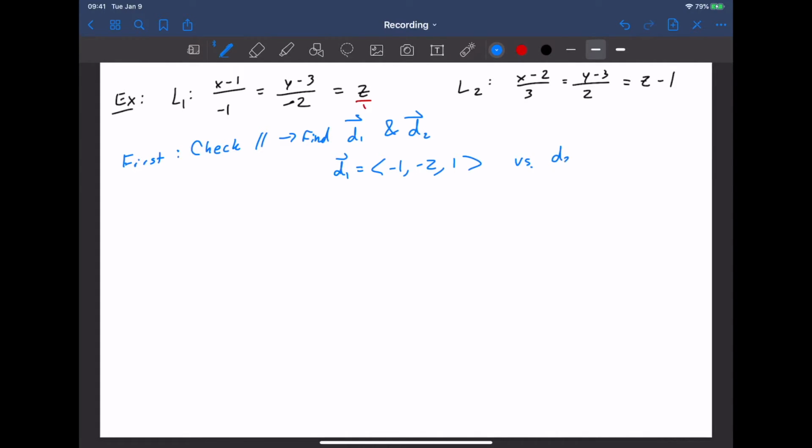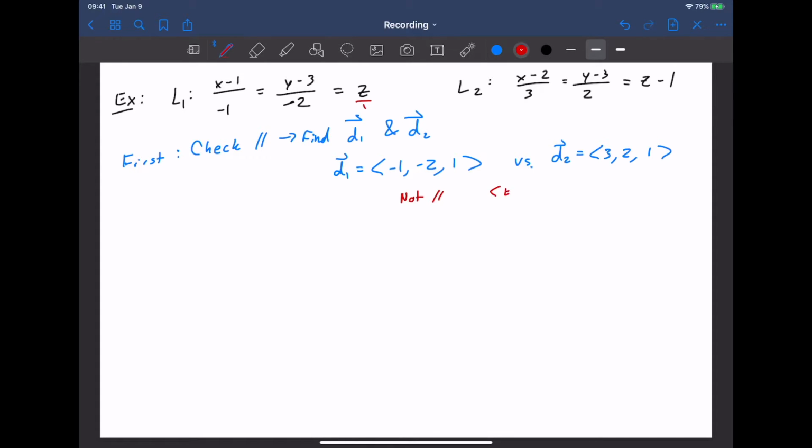Versus direction vector 2, 3, 2, also 1. Are they parallel? Not a chance. How do I know that so fast? The last two direction numbers are the same exact number. That means they should not be scaled at all if they were scalar multiples. So not parallel.